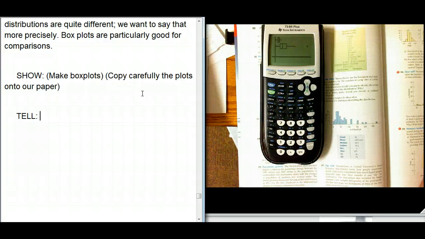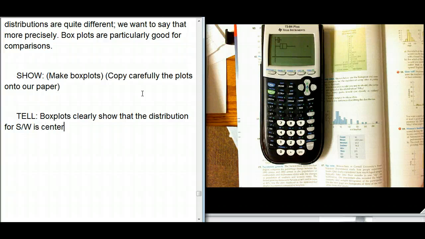I can look at the box plot and see that the box plots clearly show that the distribution, no, that's not how you spell distribution, that the distribution for the South and West is centered at a higher growth rate and has more spread. If you look at the IQR, remember that's the width, the whole width of the box.